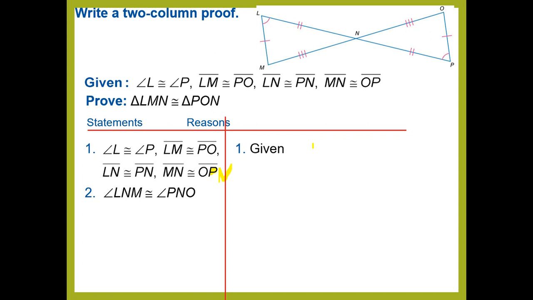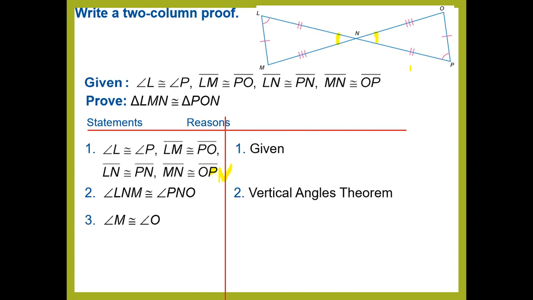Next, we have the statement that angle LMN is congruent to angle PNO. So it's trying to tell us that this angle is congruent to this angle. Well, we can see here that we have two lines intersecting each other to make an X. When we have two lines that intersect in an X, the angles on opposite sides of each other are vertical angles. So we can say that these two angles are congruent using the vertical angles theorem.